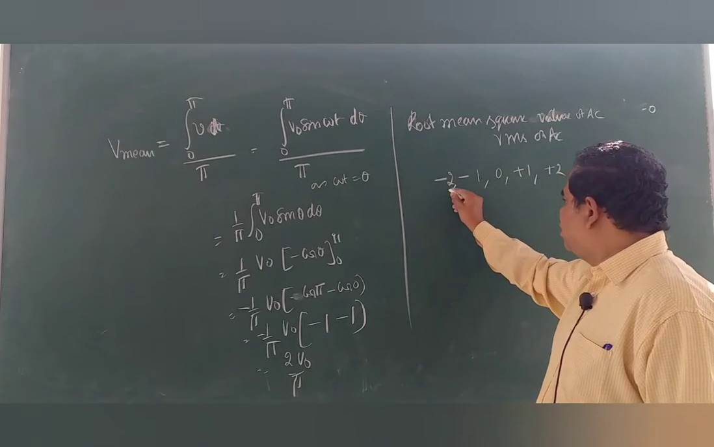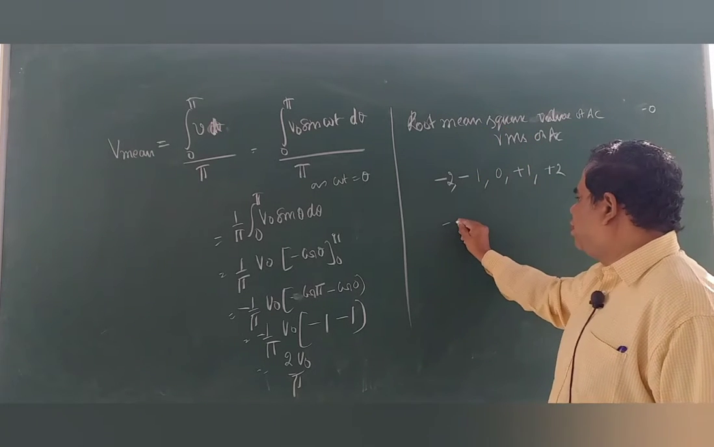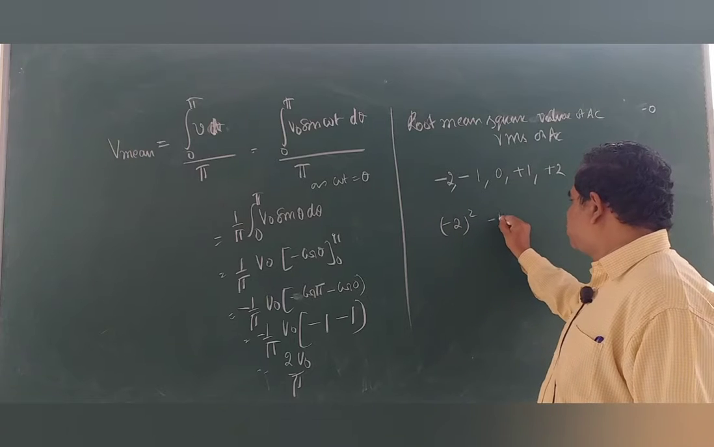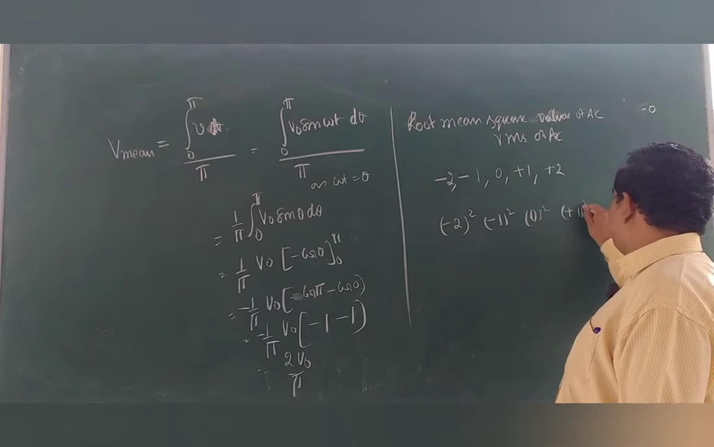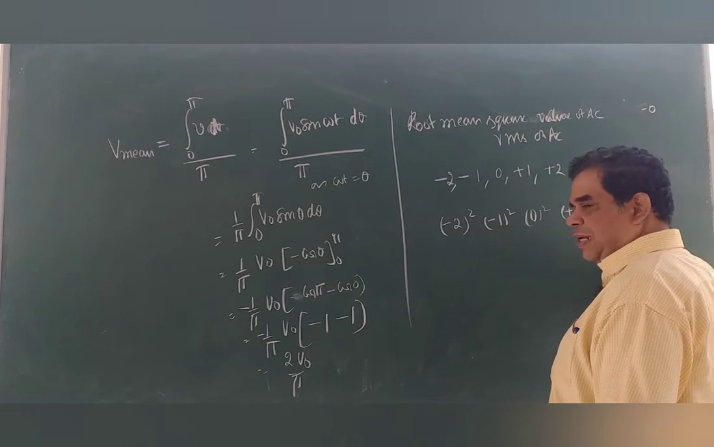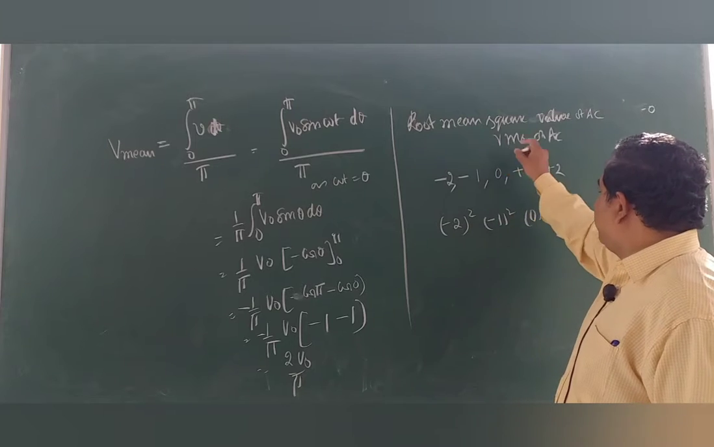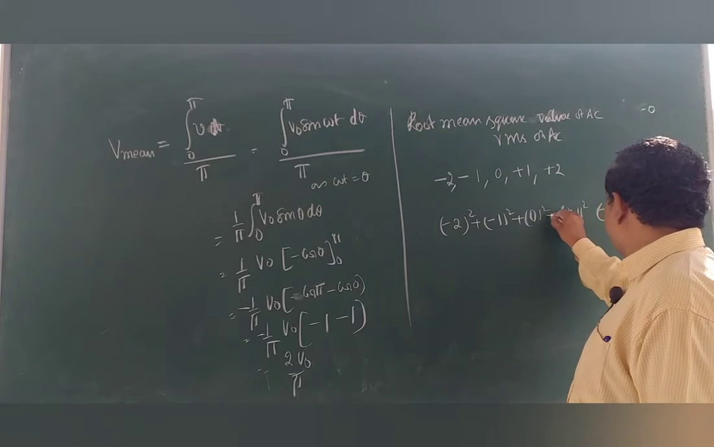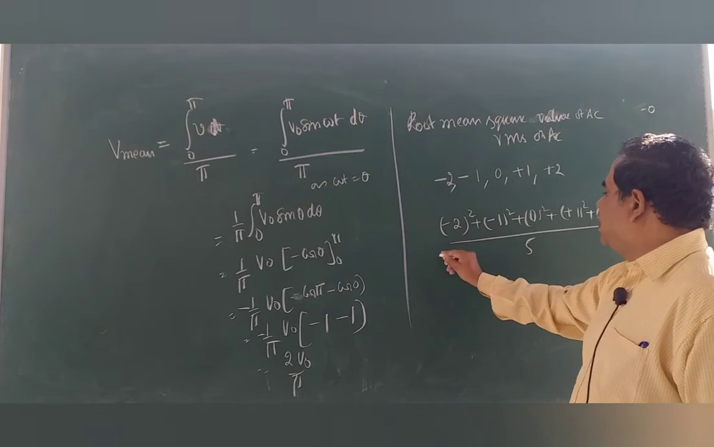We learn that now. First, observe root mean square. First take the squares of all these things: -2 square, -1 square, 0 square, +1 square, +2 square. Now, the mean of that means you add all of them, divide by 5, and then take the root.